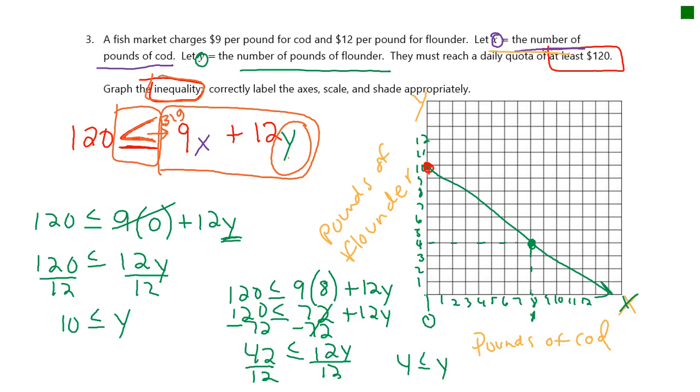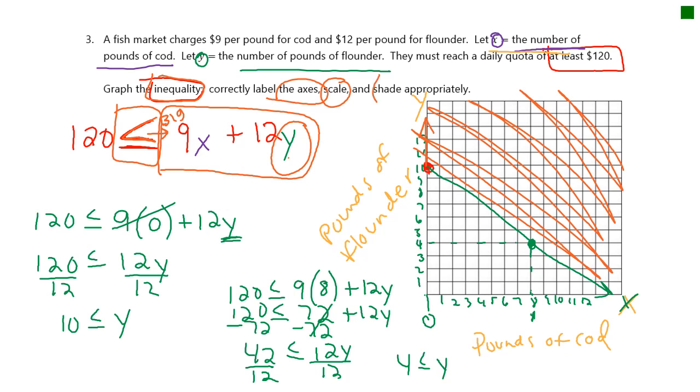So y is on this side. That means that y is going to be bigger. To shade bigger, you shade up. You should know you always shade up. Okay, so everything that's above that line is shaded. It's greater. Y is greater. Okay, now I'm done. I labeled the axes, I put the scale, and I shaded it properly.